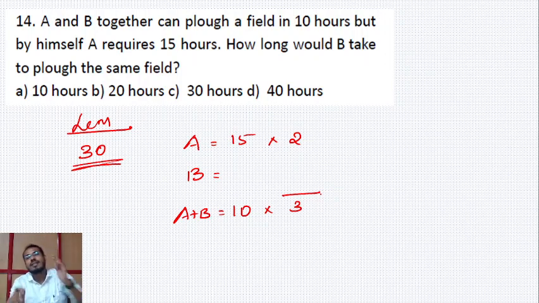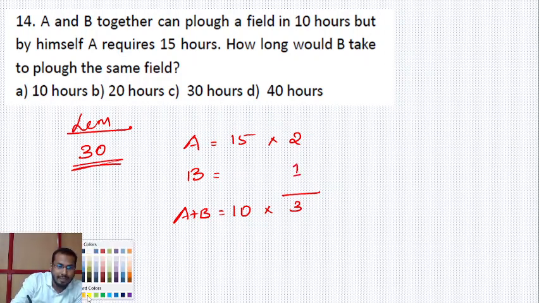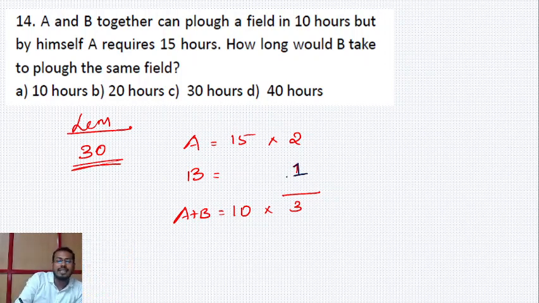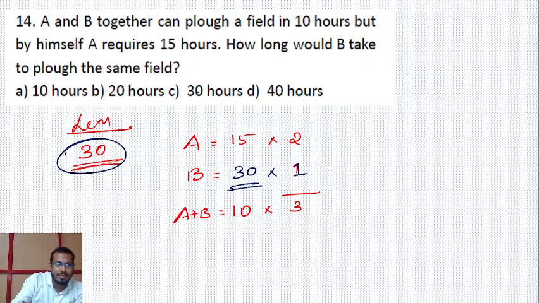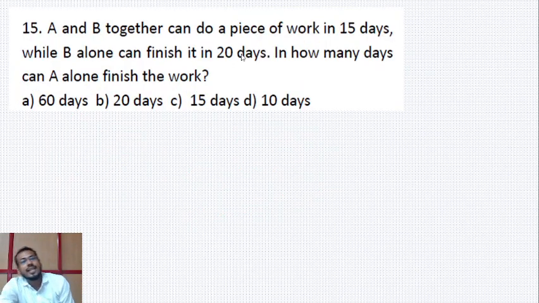So overall, 3 chocolates was completed by both A and B. In that, 2 chocolates was completed by A. So the remaining 1 chocolate will be completed by B. Is it right? This 1 chocolate was completed by B. So 1 is the efficiency of B. Totally 30 chocolates are there. So it takes 30 days to complete. Here it was 30 hours. Correct? Next, A and B together can do a piece of work in 15 days, while B alone can finish it in 20 days. In how many days A alone?